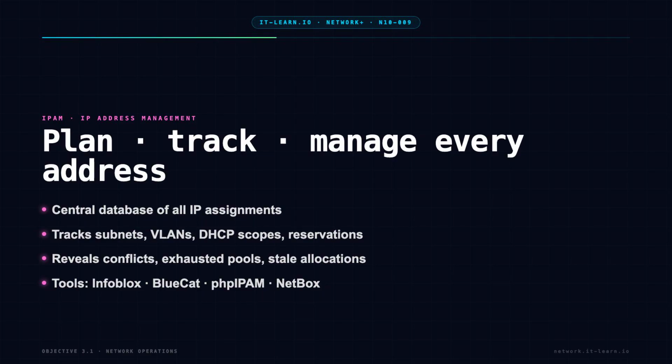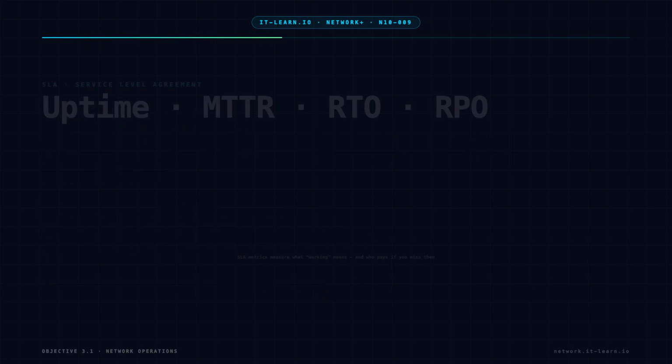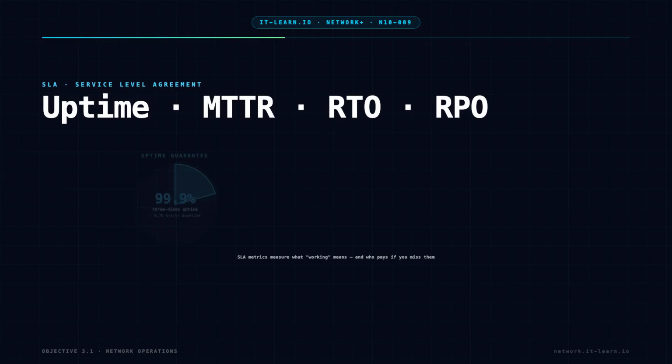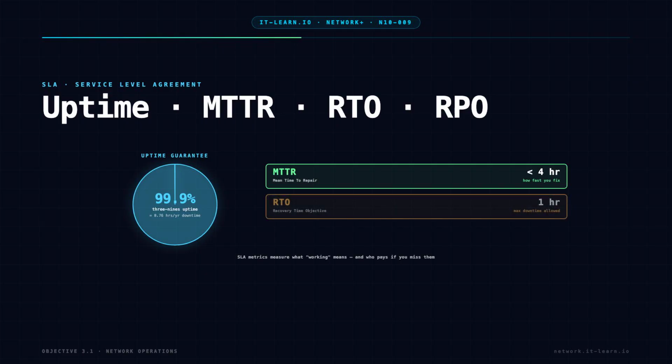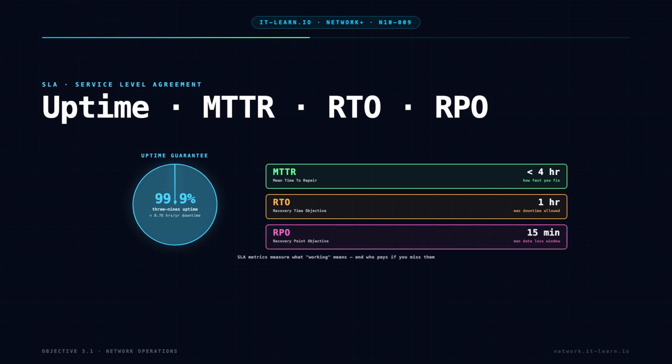A service level agreement, or SLA, is a formal agreement between a service provider and a customer that defines the expected level of service. SLAs typically specify uptime guarantees, response times for support requests, performance metrics like bandwidth and latency, and penalties for failing to meet the agreed levels. Understanding SLAs is important because they set expectations and provide accountability.